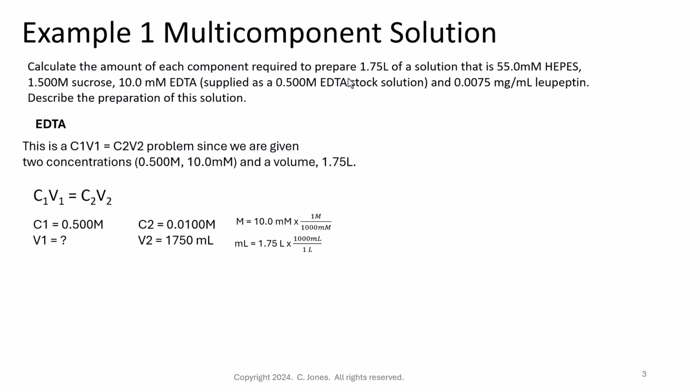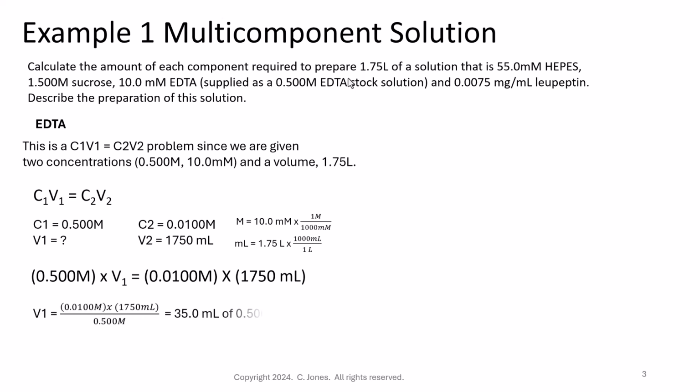So we've identified each numerical value. We're going to plug those into the equation, and we get 0.500 molar times the initial volume is equal to 0.0100 molar times 1,750 mL, the final volume. So we solve for V1, divide both sides of the equation by 0.500 molar, and that gives us an answer of 35.0 milliliters of 0.500 molar EDTA. And so if we look at this answer, first let's just check, do we have the right number of significant figures? It looks like we do.